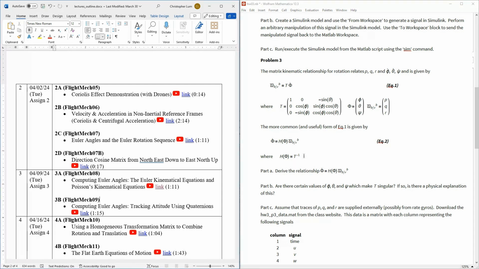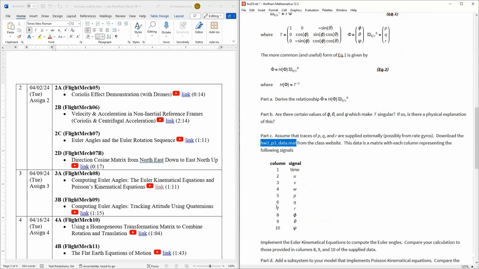Okay. But then what I'd like to do, if you look at this long enough, all we're doing here is this is allowing us a method to keep track of the Euler angles, namely phi, theta, and psi, if we know P, Q, and R, right? So what I'm going to do is I'm going to supply a data set here, this homework 3 P3 data.mat. This has 10 columns here, and all this does is it's basically a data set, right? So the first column is time, the second column is U, third column is V, etc., right?